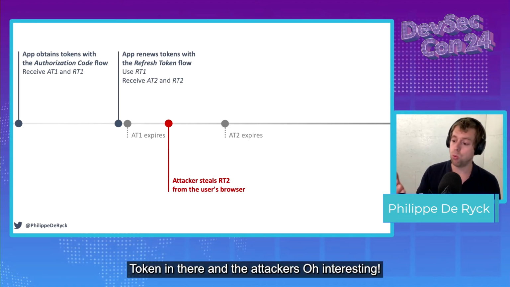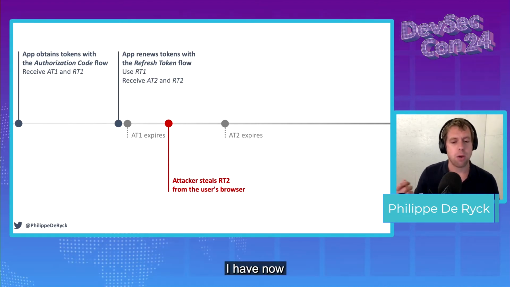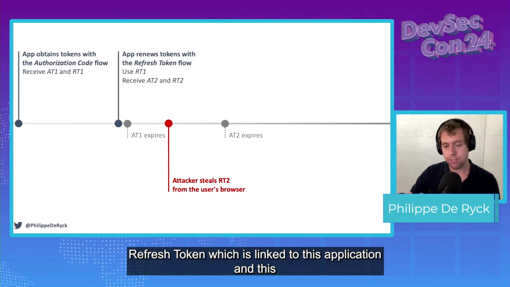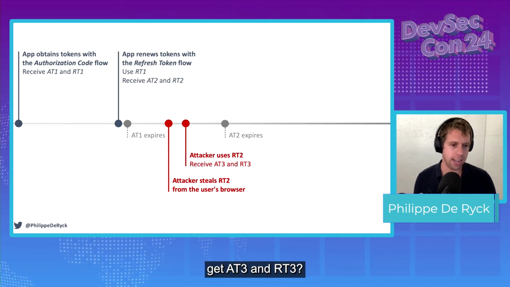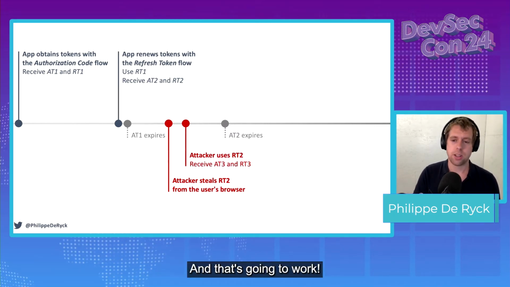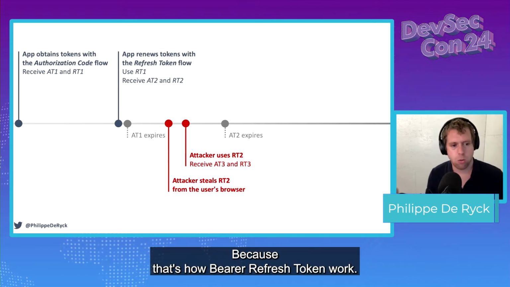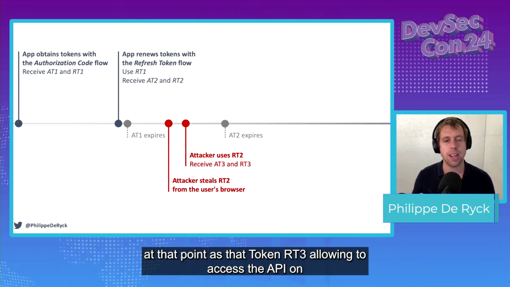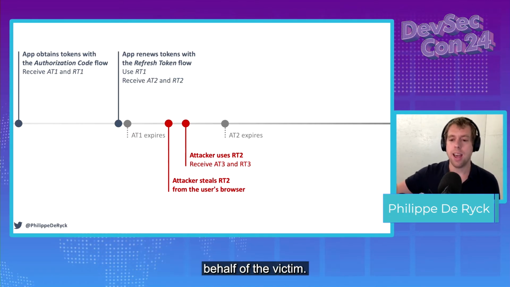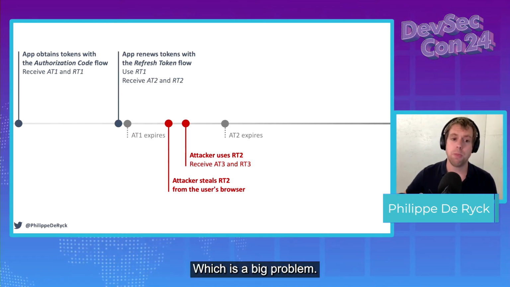and the attacker is like, ooh, interesting. I have now a refresh token, which is linked to this application and this user. So what if I just use RT2 so I can get AT3 and RT3? And that's going to work because that's how bearer refresh tokens work. So the attacker at that point has a token, AT3, allowing it to access an API on behalf of the victim, which is a big problem.